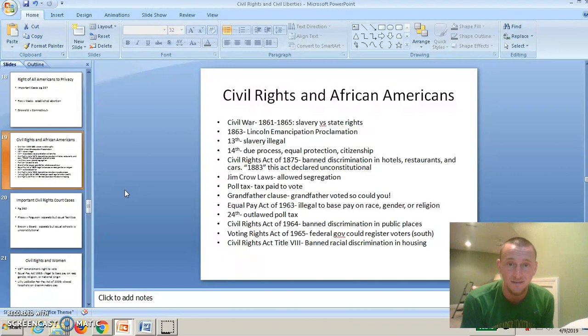After that, we got the Civil Rights Act of 1875, which bans discrimination in hotels. Remember, we're going to have discrimination in the South for another 100 years. Jim Crow laws. Highlight it. Know that word. It will be on your test. Jim Crow laws is going to allow segregation. And where is it going to allow segregation? Well, it's going to allow it in the South. Remember, the North wins the Civil War. The South loses. You're going to have a lot of upset people in the South, so they're still going to want slavery.